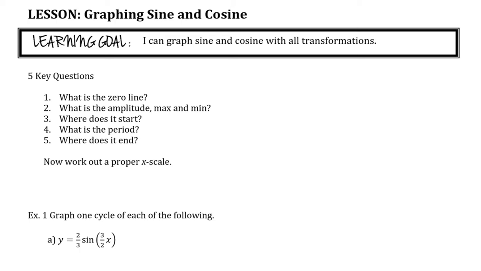So the last thing that we need to connect to, or refer back to before we move on, is that a lot of these properties that we're going to be looking at are in relation to the base graphs that have no transformations. So the zero line compared to the base graph, the amplitude compared to the base graph, that kind of thing. We're thinking about how it has been transformed, and we're going to get that from the equation.